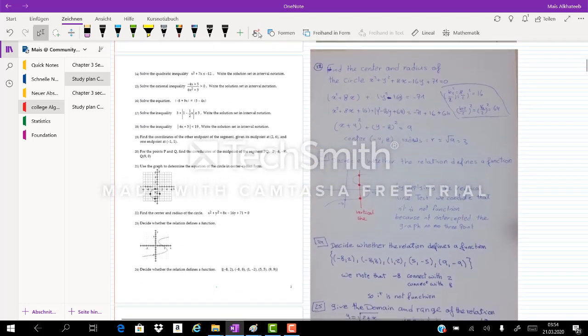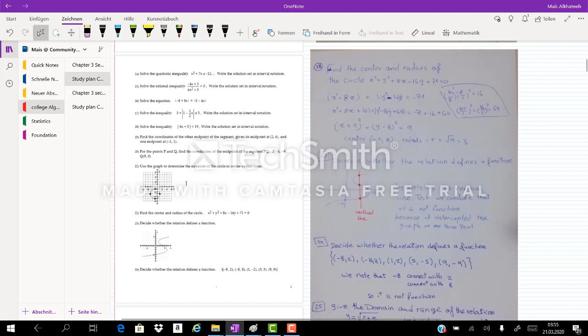Third question, they speak about using the graph to determine the equation of the circle in center-radius form. As we see here, the center, which is this point here, is the point (-1, -3), okay, and the radius equals 2, 1, 2. So the center is (-1, -3) and the radius equals 2.